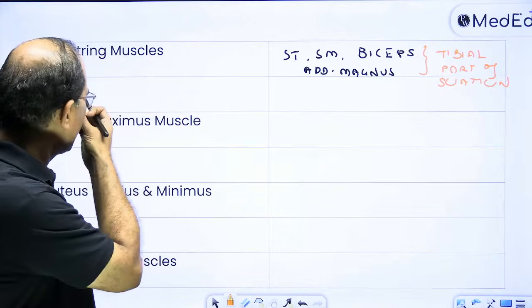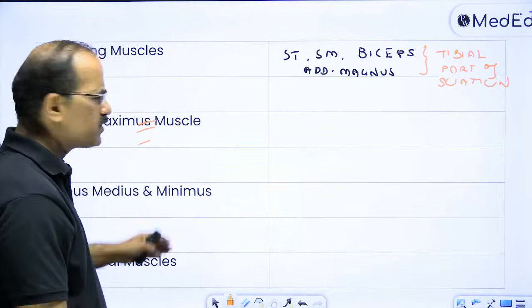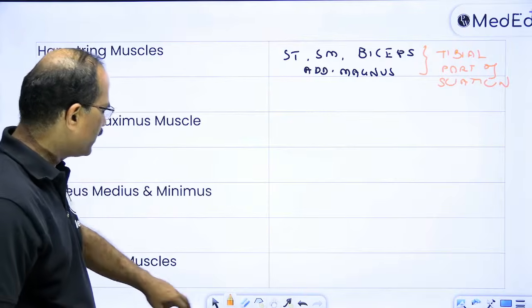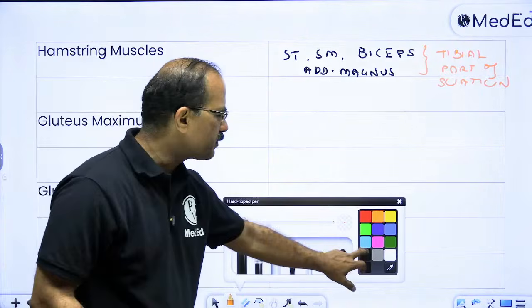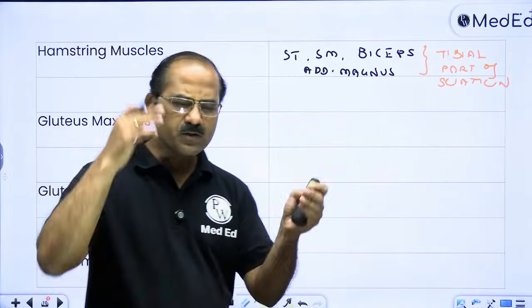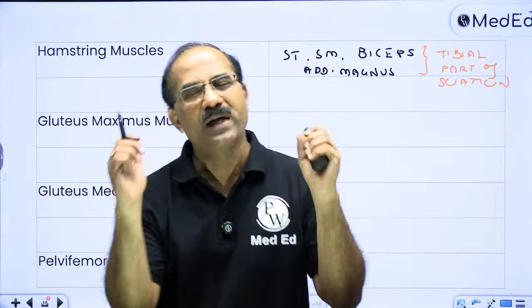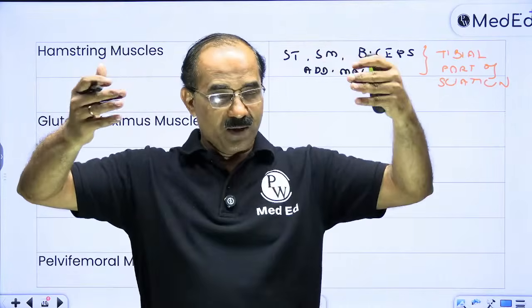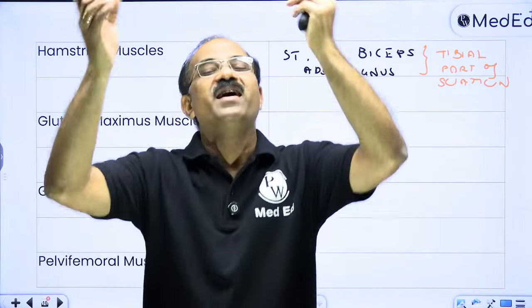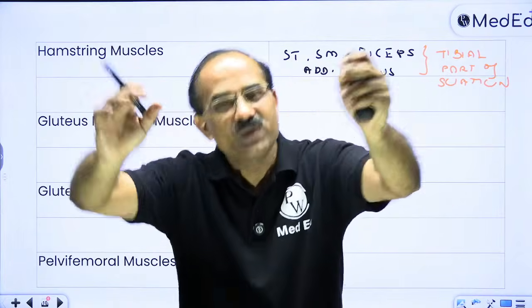Excellent. Very good. Gluteus maximus. बच्चों, this is a very important muscle. Can anyone tell me what is the action of gluteus maximus? इसमें MCQs आते हैं. What is the action of gluteus maximus? हाँ, आप बैठे हो, you're sitting down and we stand up. We stand up from a sitting position. This is done by gluteus maximus.